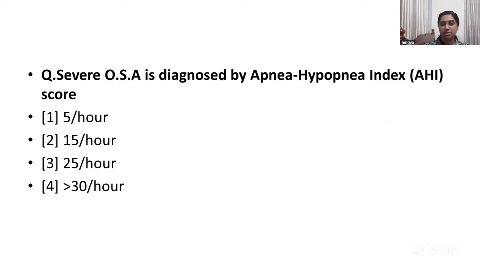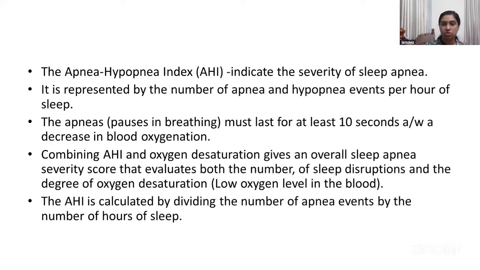Next is severe OSA is diagnosed by apnea-hypopnea index score. This is also a memorizing type of question. The options are 5 per hour, 15 per hour, 25 per hour, and more than 30 per hour. Severe is more than 30 per hour. So apnea-hypopnea index or AHI indicates the severity of sleep apnea. It is calculated per hour of sleep and is represented by the number of apnea and hypopnea events.